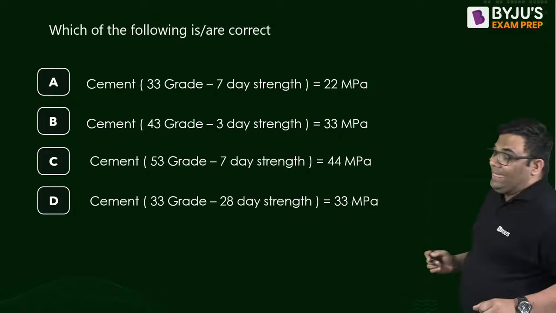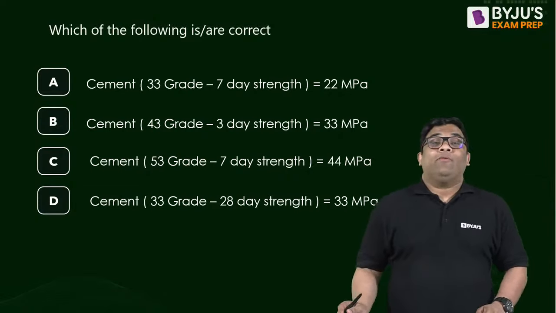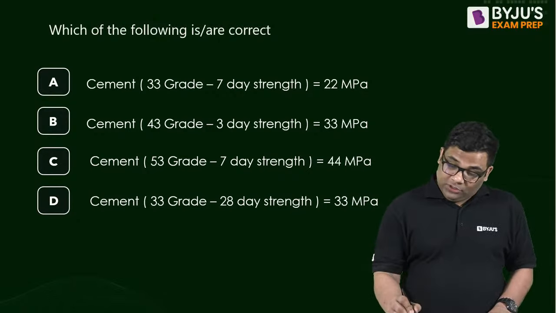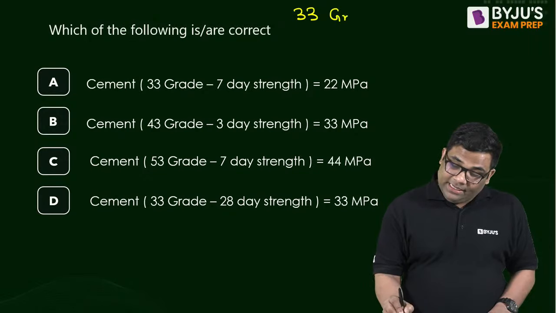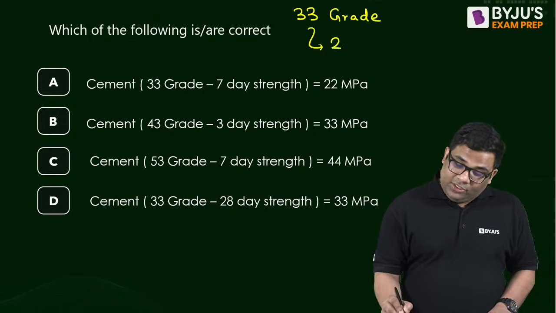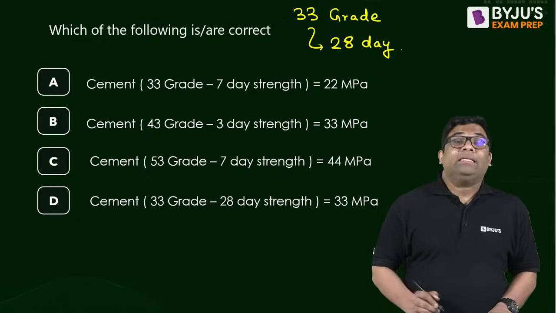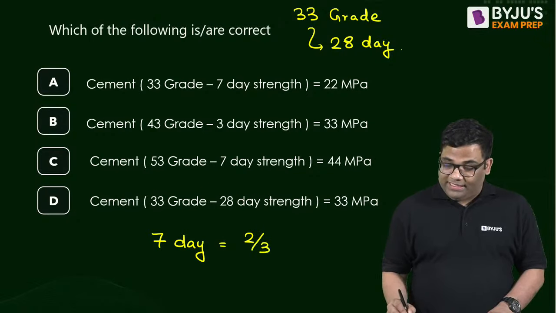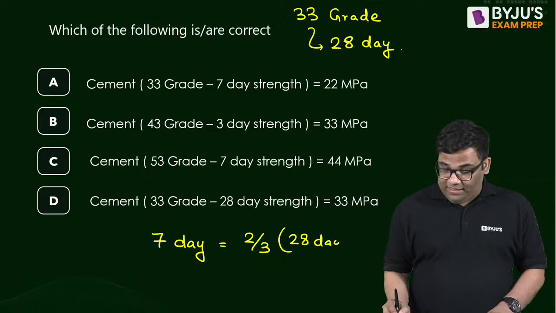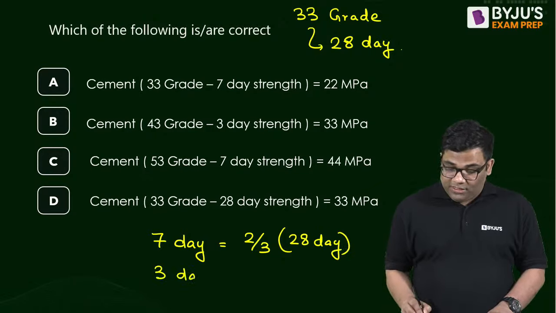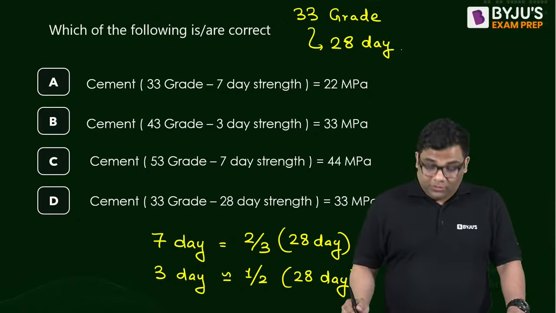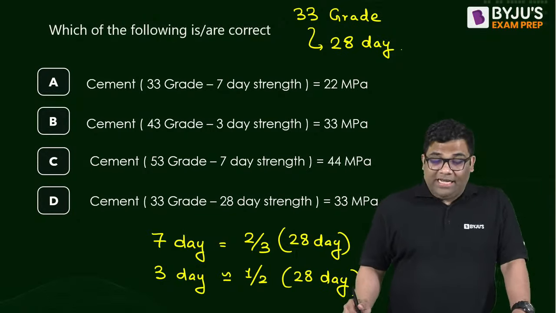Okay, again A and D, yes. Now this you can remember by what? When I say 33 grade or 43 grade, that indicates the 28 day strength, right? And remember that the 7-day strength is 2/3 times of the 28 day strength. And the 3-day strength is almost equal to half of the 28th day strength. Now, these two are approximate values. So remember that.